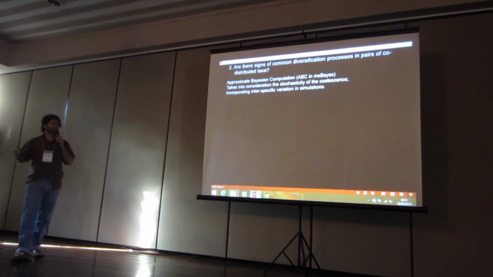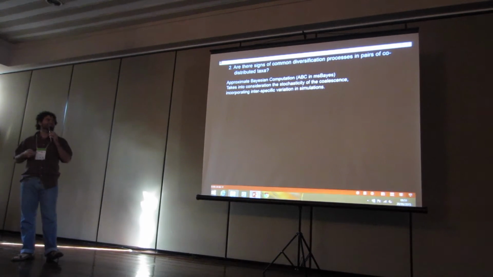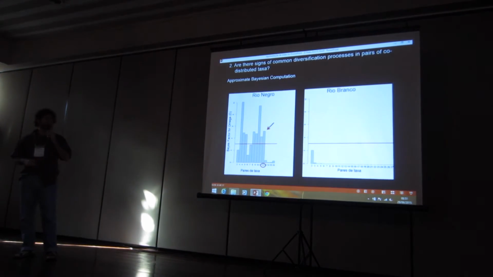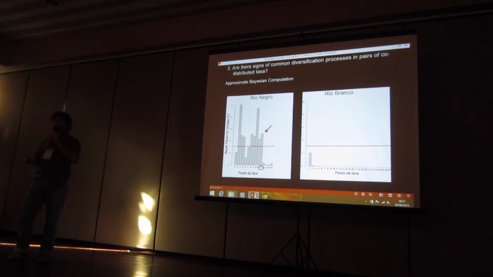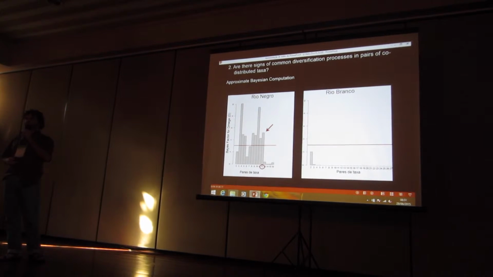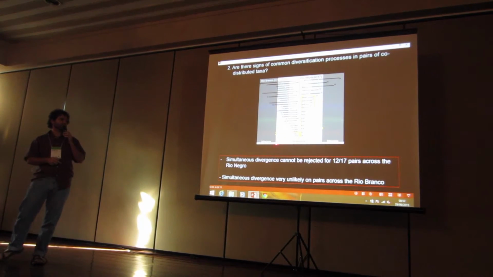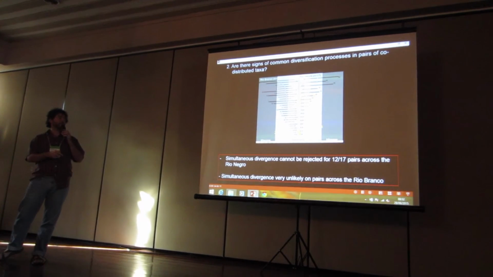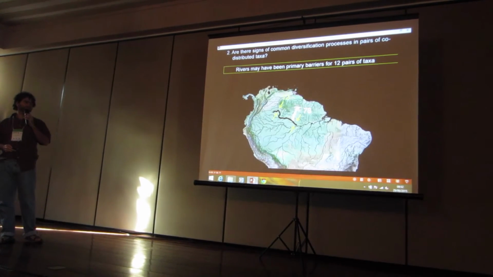So I took an approximate Bayesian computation approach, which takes into consideration the stochasticity of the coalescence and incorporates interspecific variation in simulations. And what I found is that there is some reasonable support for common diversification across those pairs on the Rio Negro, whereas there is no support at all for common diversification for those 27 pairs across the Rio Branco. So here we have the timing, Pleistocene, Miocene. You can see there's no support for pairs across the Rio Branco, but there is support for a decent number of pairs across the Rio Negro.